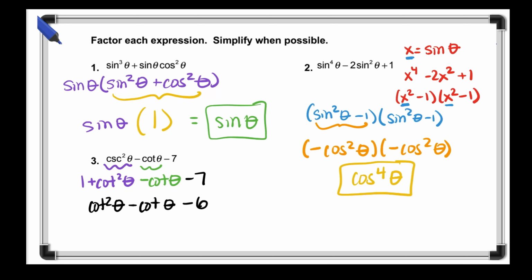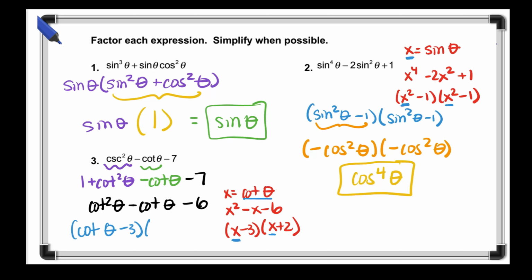And then you can ask yourself the same question you did in number 2, right? What if I were to make cotangent just an x? Then I would change my question into x squared minus x minus 6. So I can factor that, right? I would get x minus 3 and x plus 2. Then I would take these x's and replace them with the cotangent. I have cotangent of theta minus 3 and cotangent of theta plus 2. Nothing more you can do with that, so we're going to go ahead and have that as my final answer.